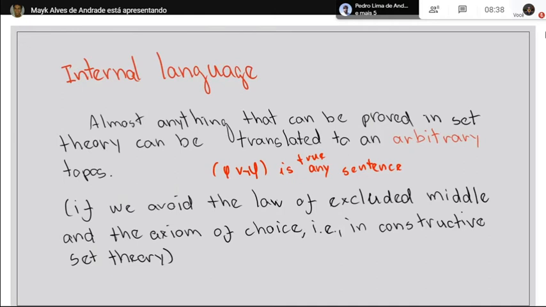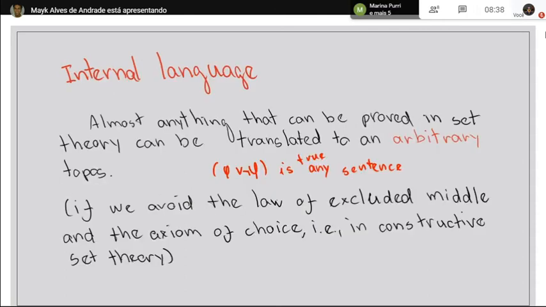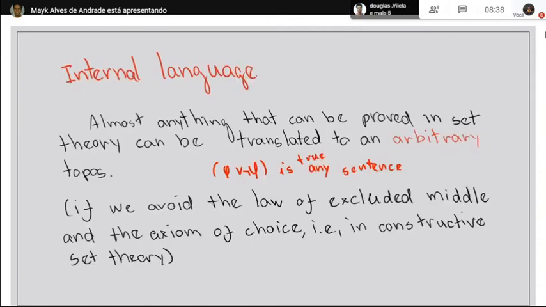And this is related to computer-based proof systems. Fun fact, I think this is also very fun: in constructive, also called intuitionistic, set theory, the axiom of choice implies the law of excluded middle. Right? This law says that for any sentence, that sentence or its negation is true. So that gave us motivation to think of a topos as a generalized category of sets, right?